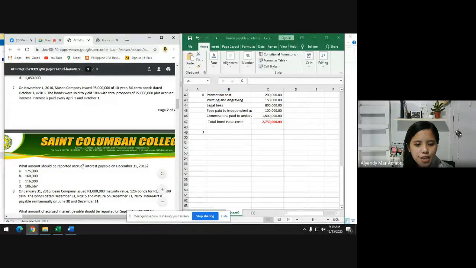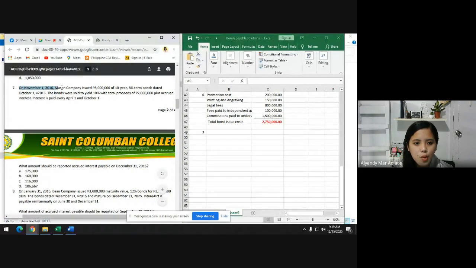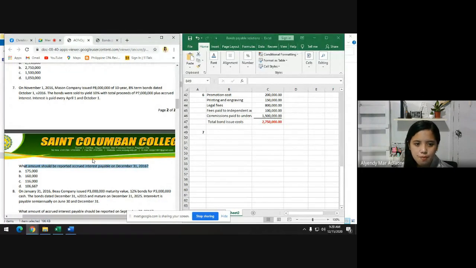What amount should be reported as accrued interest payable on December 31, 2016? On November 1, 2016, Mason Company issued 8 million of 10-year, 8% term bonds dated October 1, 2016. The bonds were sold to yield 10% with total proceeds of 7 million plus accrued interest. Interest is paid every April 1 and October 1. What amount should be reported as accrued interest payable on December 31, 2016?